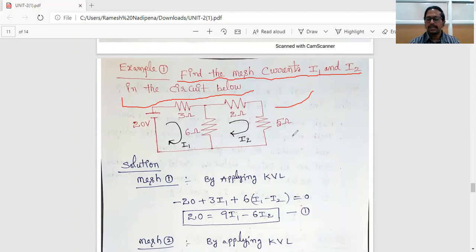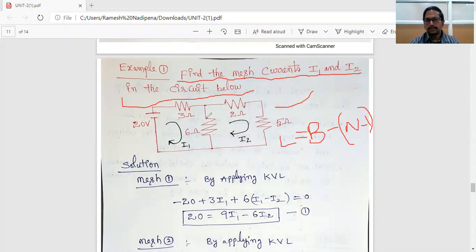What is the expression for mesh equations? L equal to B minus (n minus 1), where B is the number of branches and n is the number of nodes. B minus (n minus 1).